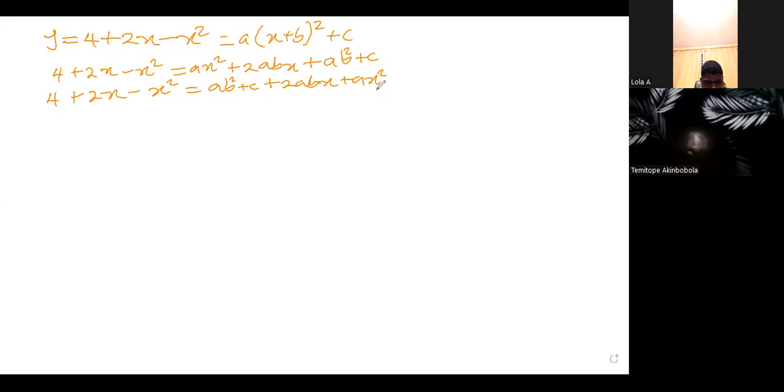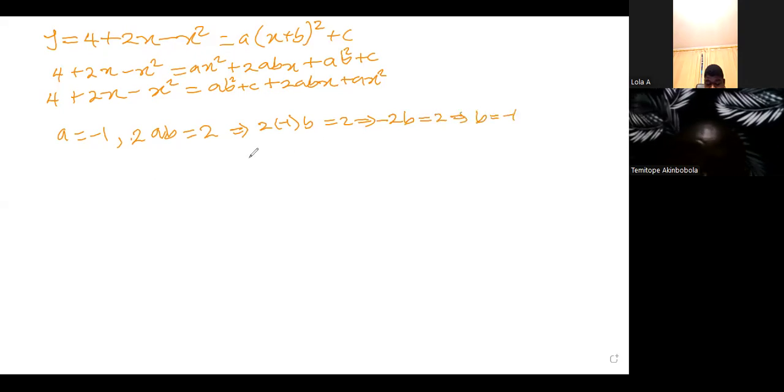So I will now start comparing from the extreme. If you compare ax² with -x², that suggests that a equals -1. Then compare the middle term with the middle term. So you have 2ab equals 2. We have obtained a to be -1, so that's 2 into -1 times b equals 2. So we have -2b equals 2, and that means b equals -1.